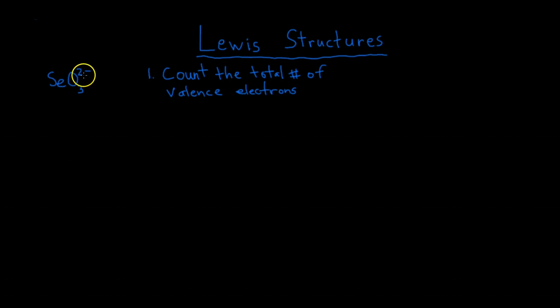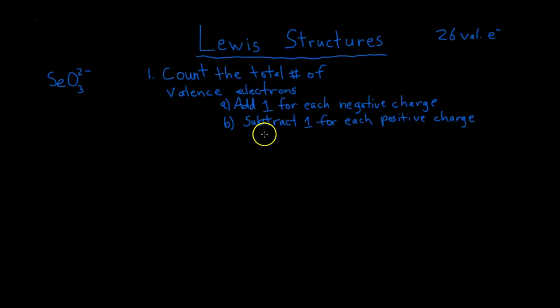The 2 negative charge means that you have to add 2 more electrons. There's 2 extra valence electrons. So we have 26 electrons over here, and we're going to keep track of that. So just remember, for every negative charge that you have in the compound, you have to add 1 extra valence electron. For every positive charge, if you had positive charges, you'd subtract 1 valence electron for each positive charge.